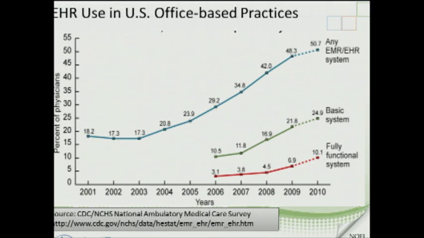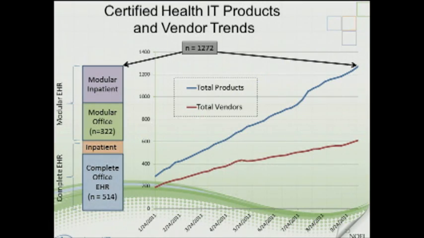So this is more current data. This is as of just this past November. Coming out of the government data, which shows that EMR penetration in office-based practices has now reached about 50%. And that basic systems are gradually moving up, but fully functional systems are still less than 10%. So we're a far cry from what you need to have in order to comply with meaningful use.